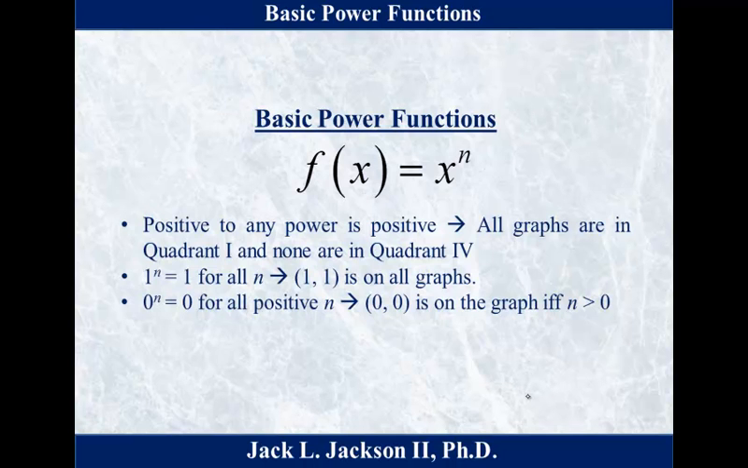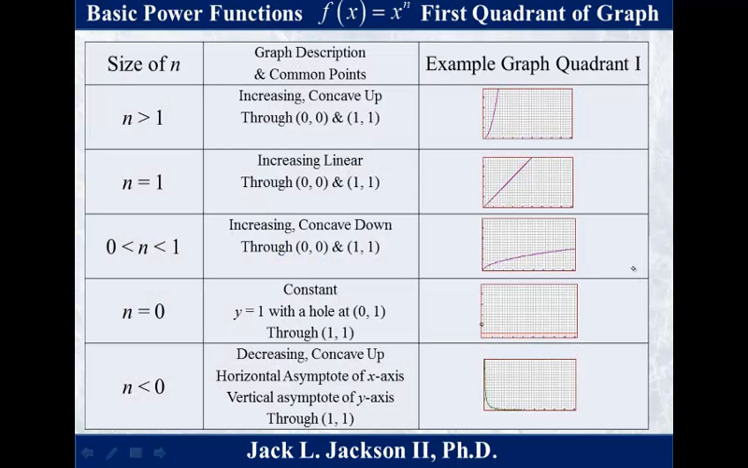0 to the n is 0 for any positive n, so if n is positive, then we get (0, 0) on the graph, and in fact the graph turns out to be connected or continuous if that happens for positive n's. But if we have negative n or 0 n, they're undefined for 0, and so that gives us a break in the graph when they actually have more than one quadrant. So they all go through the first quadrant, and you can look at the size of n to tell you what the graph looks like in the first quadrant. We have basically 5 different possibilities here.